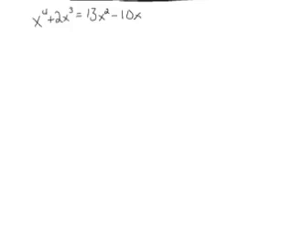So first we want to make sure that this is in standard form, so I am going to bring the 13x squared to the other side. So I do that by subtracting it, and then I'm going to add the 10x to both sides as well.